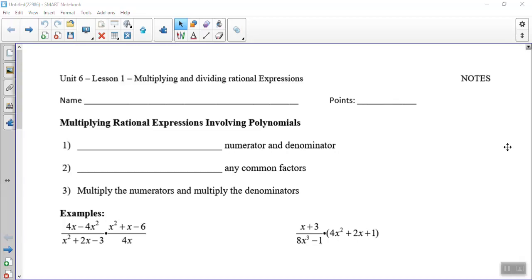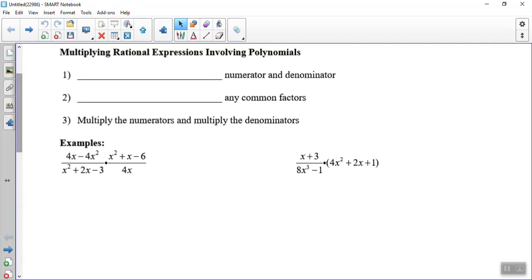Hello, this is Unit 6, Lesson 1. We're looking at multiplying and dividing rational expressions. All right, so we're talking about polynomials, quadratics, cubics, and linear expressions. The big thing here is factoring and then simplifying.